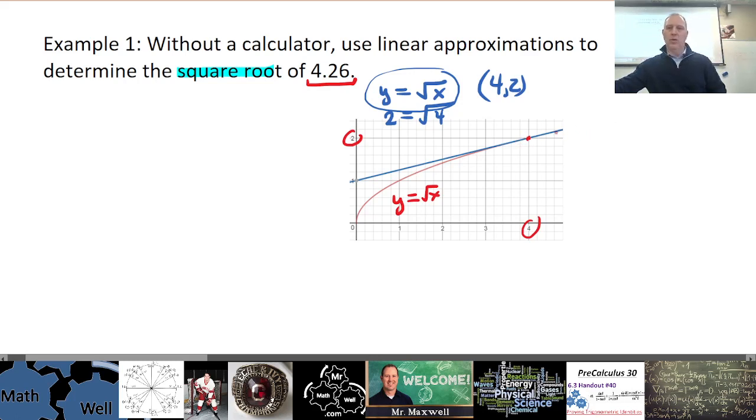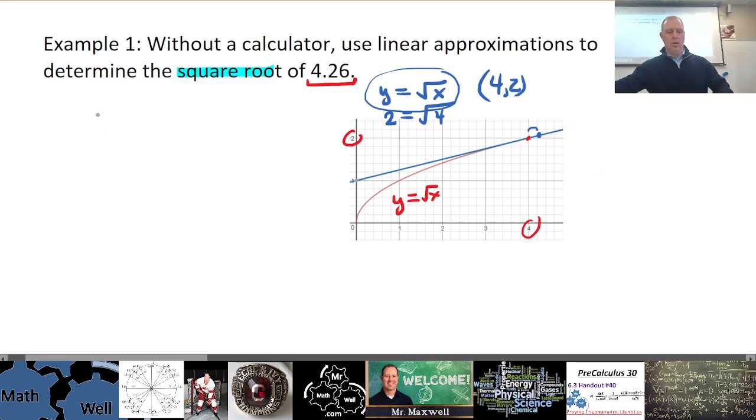If we look carefully here, this is 1, 2, 3, 4, 5. So 4.26 is going to be about here somewhere. That's the point I'm trying to find, and it looks really close that the tangent line and the curve are approximately the same. So I am just going to take a slight nudge in my x value, and I'm going to try and calculate the slight nudge in the y value there.